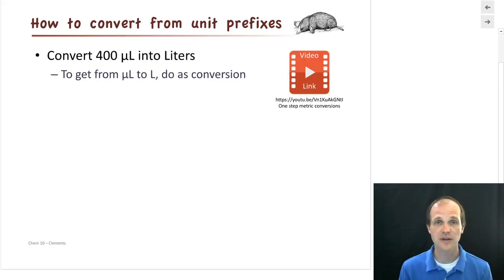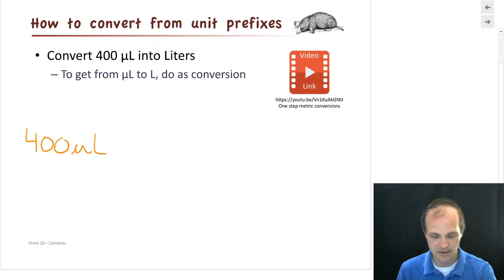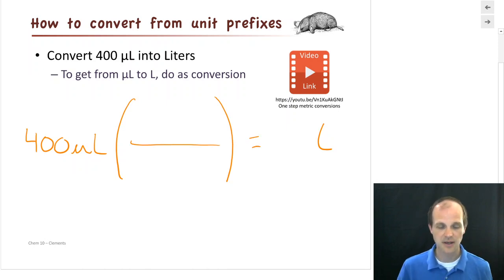Alrighty, so we're going to practice converting these things, and the easiest way is to set everything up like a conversion, like we've done in our class. We're going to put what we start with on the left, what we're trying to get to on the right, write our conversion factor, and then fill in the numbers. So if I start with 400 microliters, and I want to convert that into liters, I'm going to set it up just like I talked about before. So what I start with on the left, what I'm looking for on the right.